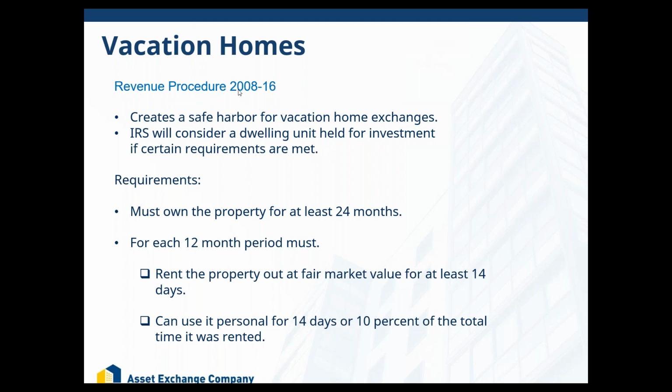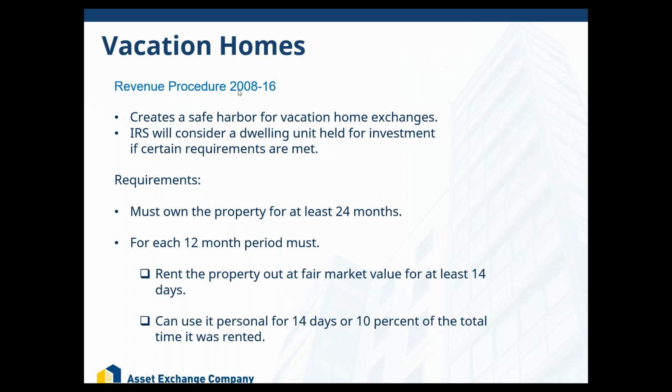Now, for every 12-month period of ownership, you must rent that property out for a minimum of 14 days at fair market value. Now, you can use it for some personal use, okay? For every 12-month period of ownership, you can actually use the property for 14 days personal use, or 10% of the total time that you had it rented during that 12-month period.